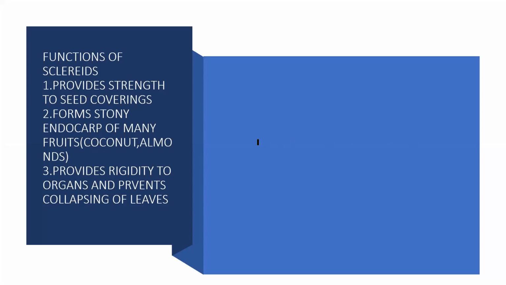What are the functions of sclereids? Wherever they are found in the tissues, they will provide strength and mechanical support. If they are found on the seeds, they will provide strength to the seed coverings. And most of the hard part of the seeds, that is the endocarp, is made up of sclereids, like in coconut and almonds. When we break the coconut, there is a hard part called the endocarp, and that is made up of sclereids. So they provide rigidity and strength to the organ.